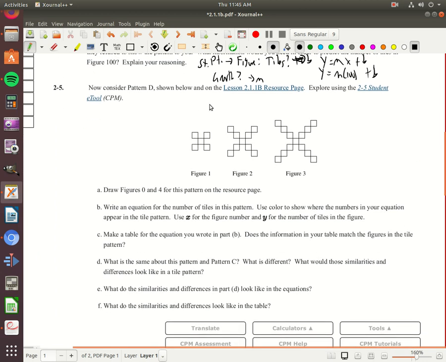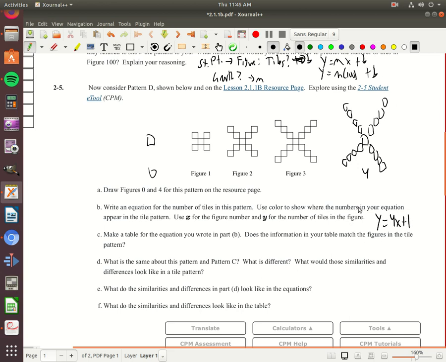All right, so now consider pattern D shown below. Draw figure 0. Well, it seems like we're just adding 4 each time, so figure 0 would just look like this, and figure 4 would have 4 diagonals in each direction. This doesn't look great, but what's happening here is I'm just adding 1 to the corner each time, so this one would have 4. Write the equation for the number of tiles in this pattern. Well, we'll say y equals 4x plus 1.